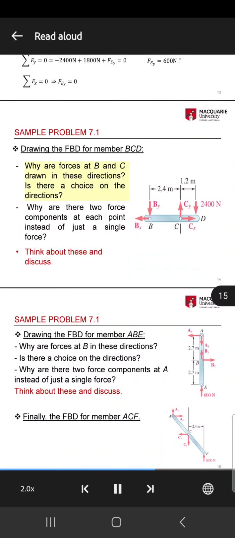Why are forces at B and C drawn in these directions? Is there a choice on the directions? Why are there two force components at each point instead of just a single force?